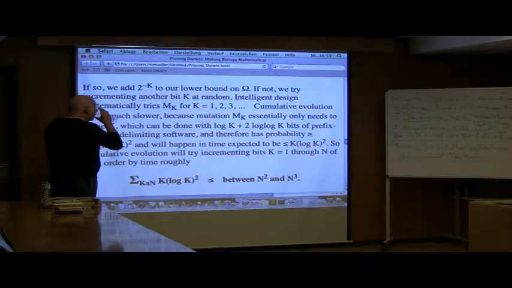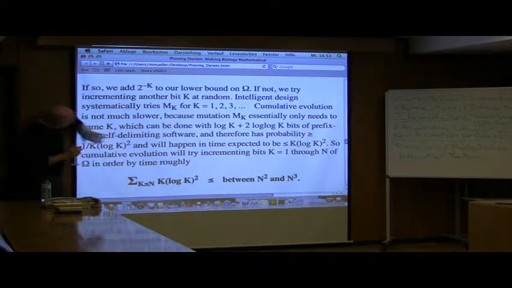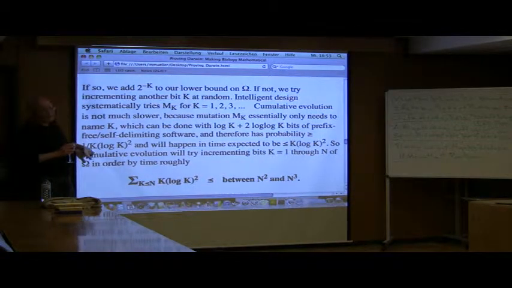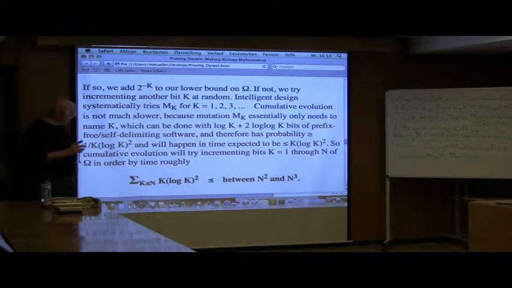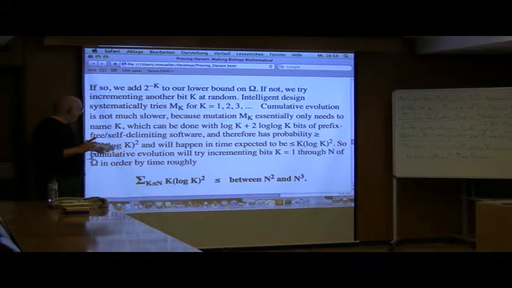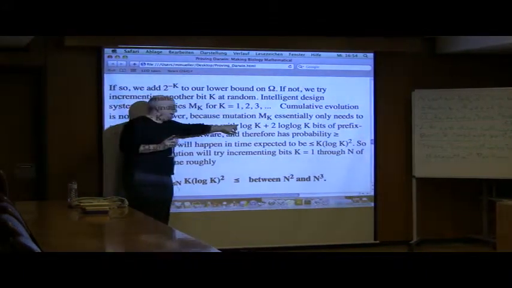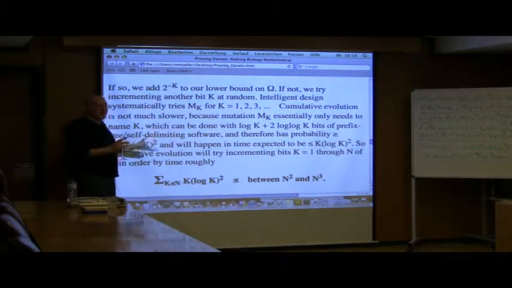So we know the probability is greater than this for the mutation m sub k. Basically, if you look at this expression, sum over all k, the point is this converges. That is the crucial point here. Otherwise, this wouldn't be enough bits to express k. Basically, anything like this that converges will give you a way of coding k that's self-delimiting. This is the self-delimiting criterion.